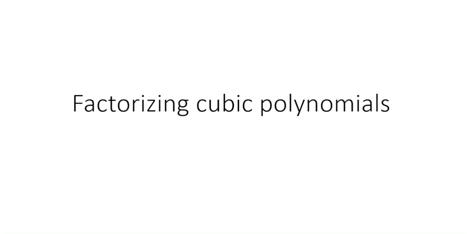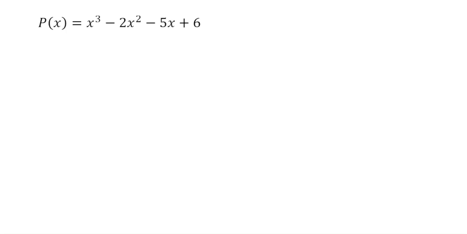Okay, so in the last video, we looked at how to use the factor theorem in order to factorize polynomials. But those problems assume that we already knew a root or a factor. So I want to think about now how we can factorize a cubic polynomial if we don't know one of the roots or one of the factors. So let's take this example here. Let's have a look at the polynomial x cubed minus 2x squared minus 5x plus 6, right? How can we begin to factorize that?